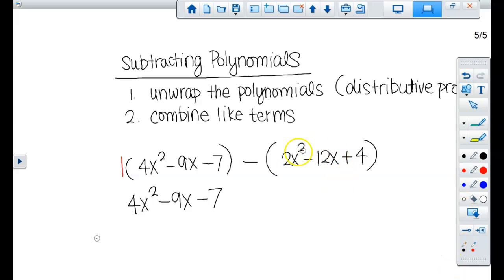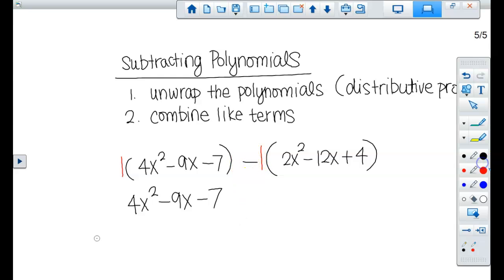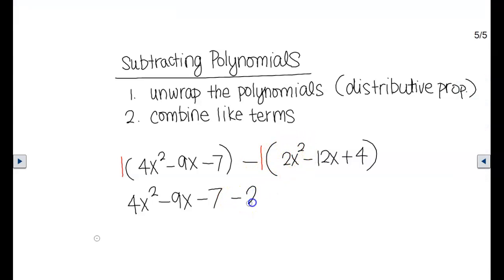Now, in front of this set of parentheses, again, there's a 1, but this time I want to point out there's a minus there. So what happens is that makes that a negative 1 that you're distributing. So this time things will change. When I do a negative 1 times 2x squared, that changes it to a negative 2x squared. When I do a negative 1 times a negative 12x, that makes it a positive 12x. And when I do a negative 1 times a positive 4, that makes it a negative 4.